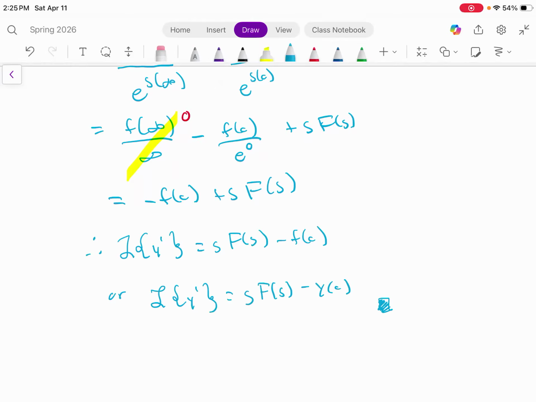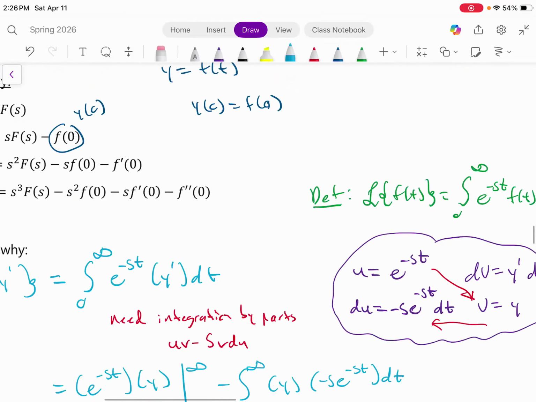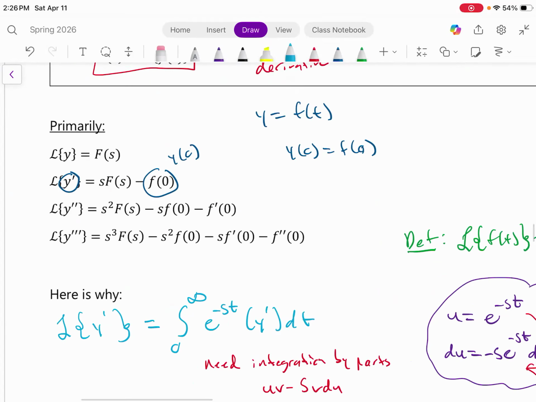Okay, we could do the same thing with y double prime, y triple prime, etc. But I just want to show you guys exactly why the Laplace of y prime turns into s times F of s minus f of 0. And that f of 0 is going to come from your initial condition in the initial value problem. But we'll check that out in the next video when we go over an example.